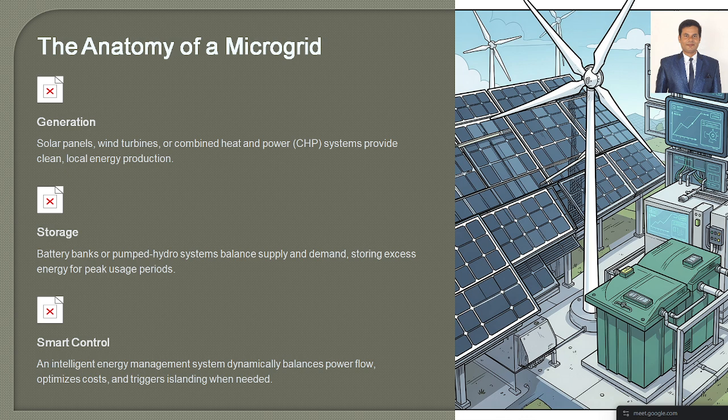First part is the generation, second part is the storage, and third part is the controls. So how are we going to control? That is what the intelligent energy management system you have to learn. That is the AI controlling methods, right? So we have to control how much generation is happening and how much load is coming.